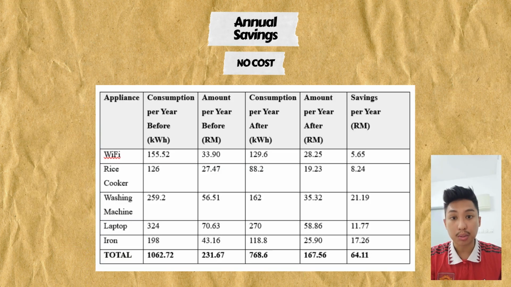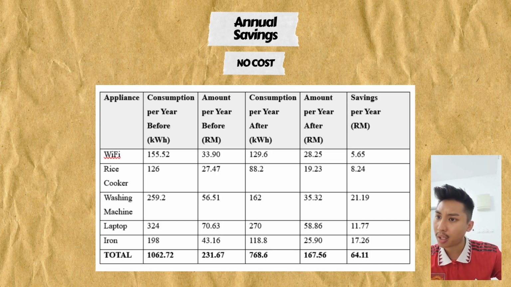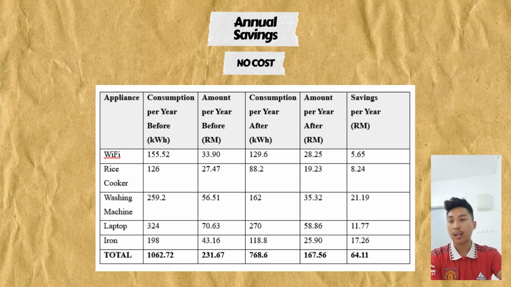So in comparison to the old consumption, this new implementation of the zero cost saving measures can save around 64 ringgit 11 cents per year, with the most significant savings from the washing machine, 21 ringgit 19 cents, and the iron, 17 ringgit 26 cents. So basically this proves that you don't have to spend money at all to make a big difference in consumption reduction.